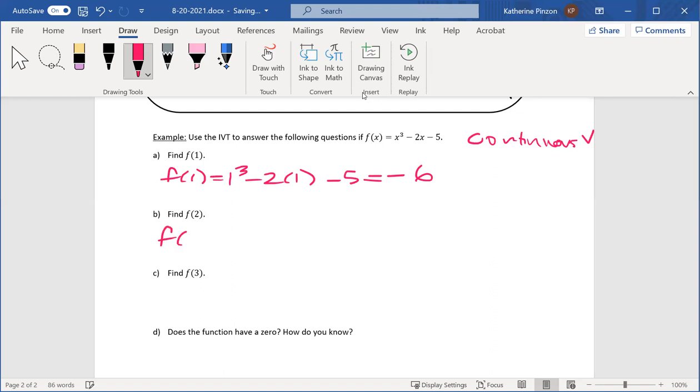Find f of 2. Okay, great. f of 2 is 2 cubed minus 2 times 2 minus 5. 8 minus 4 is 4, minus 5 is -1. Check.